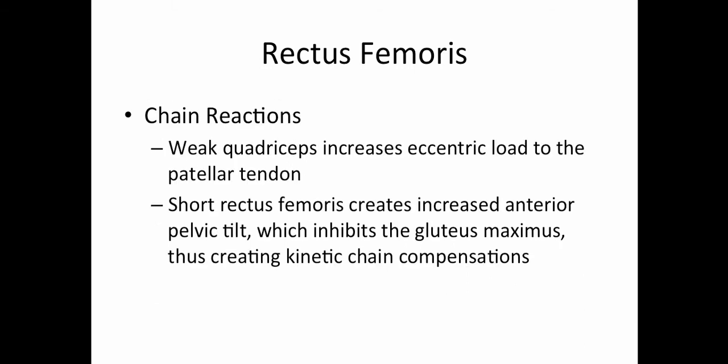The chain reactions for the rectus femoris are as follows. When the rectus femoris is weak, it increases an eccentric load to the patellar tendon. When the rectus femoris is short, it creates an increased anterior pelvic tilt, which inhibits the gluteus maximus, thus creating kinetic chain compensations.